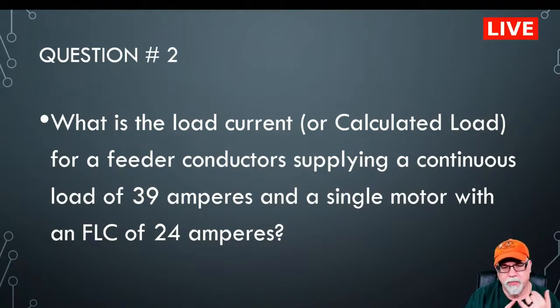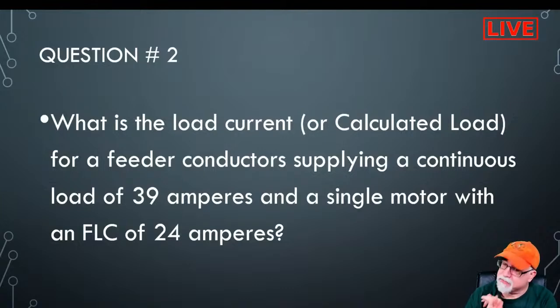Now, so 39 amps continuous load. We told you how to do it with the branch circuit, but guess what? It's really no different for the feeder. You'll see. Next, single motor. It didn't say what kind of motor it was, didn't give me anything, but what it did give me was the FLC. The FLC, it tells me it's 24 amperes.